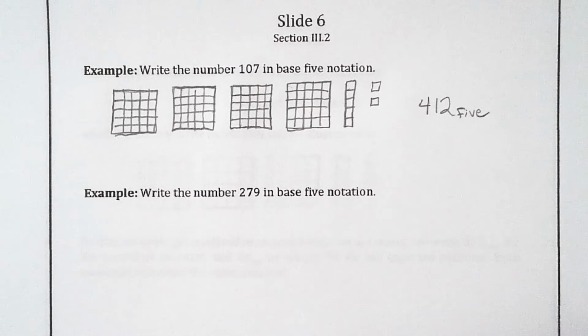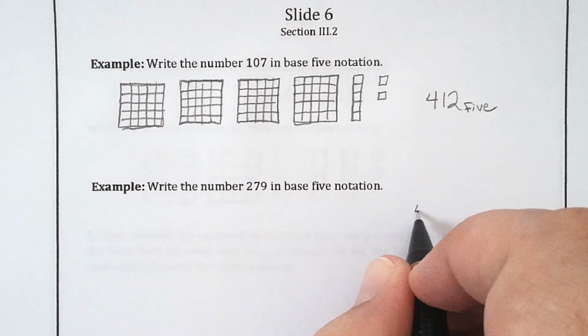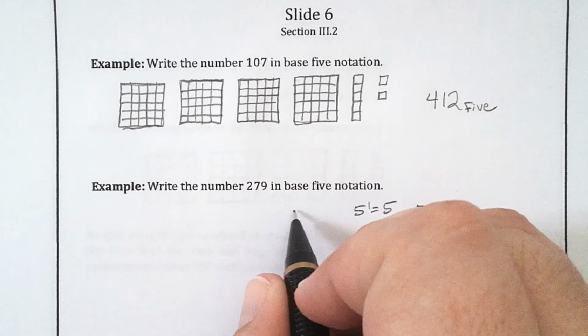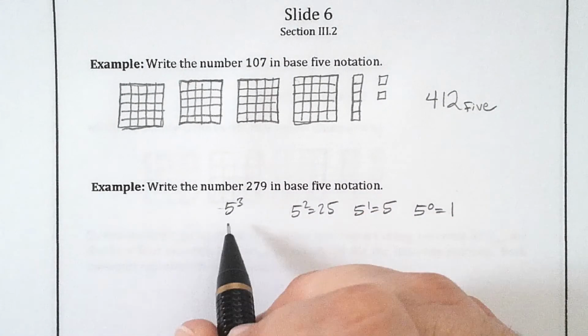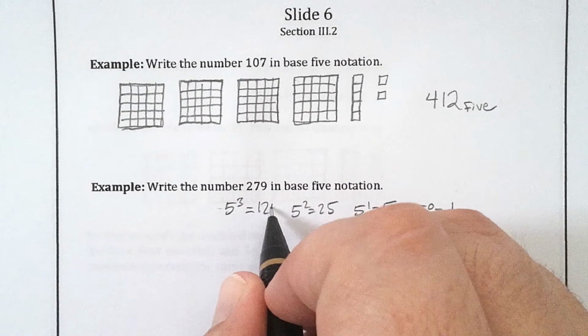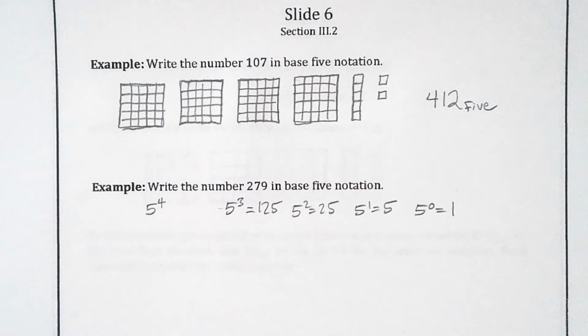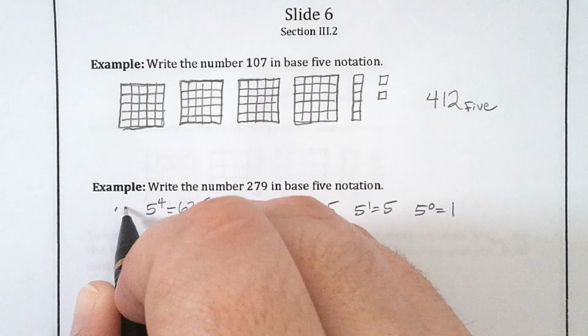Okay, in the next example, we're going to do the same thing, but this number is too large to be able to use mats for. You can only have up to 4 mats, which is 100, and this is much larger than that. So I'm going to begin by listing the powers of 5. 5 to the 0 is 1, 5 to the 1 is 5, 5 squared is 25, 5 to the third power, 5 times 5 times 5, is 125. 5 to the fourth power, 5 times 5 times 5 times 5, if I work that out, is 625. And you keep going that direction.